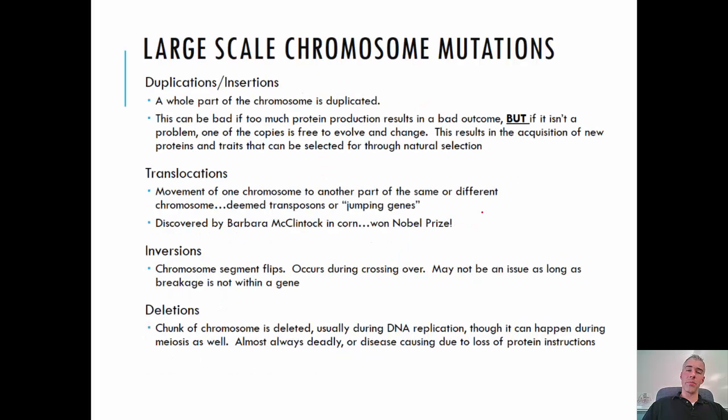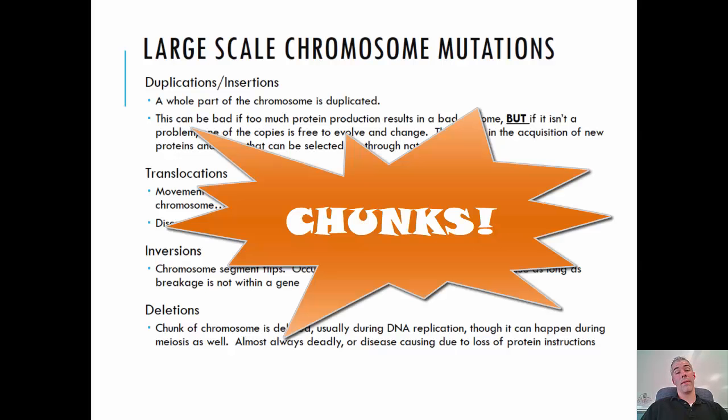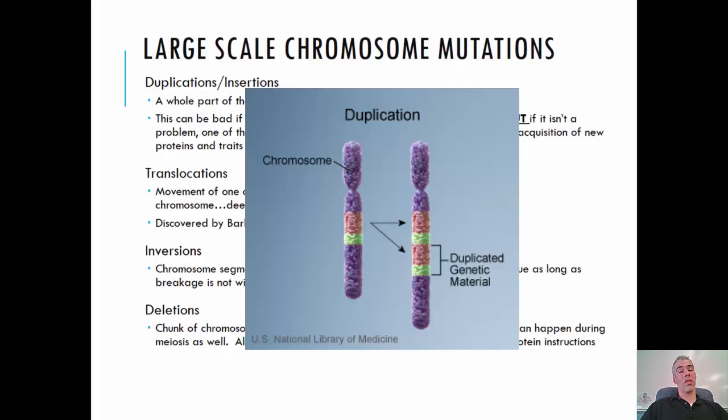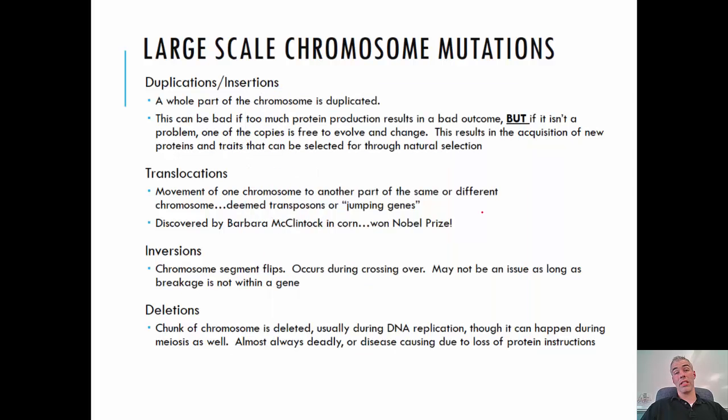So let's talk real quick about some large-scale chromosome mutations. You can have a duplication or an insertion. Now it sounds similar to something that we talked about before, having like an insertion or a deletion, but it's not the same thing. We're talking about huge chunks of DNA. So in a duplication, a whole part of the chromosome is duplicated. Now this can be a problem if too much protein production leads to an imbalance of homeostasis.